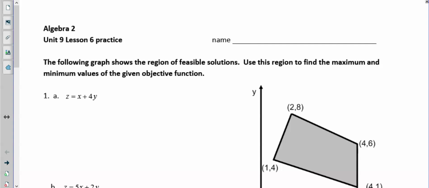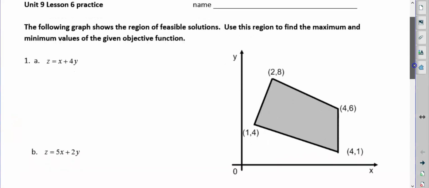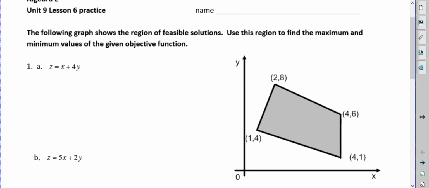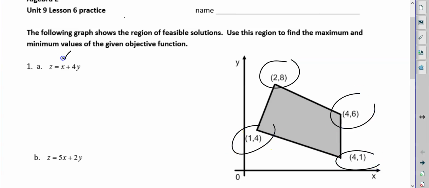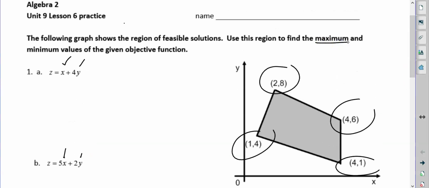All right, 9.6 practice. So all we're doing here is taking these corner points and plugging them in for X and Y. Then it says find the maximum and the minimum. Basically, I just start at one and go around.